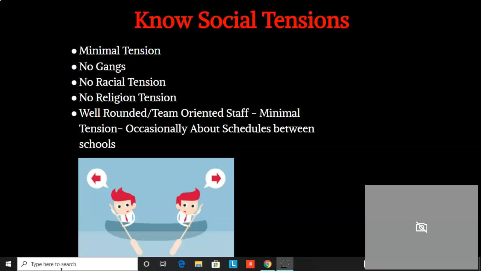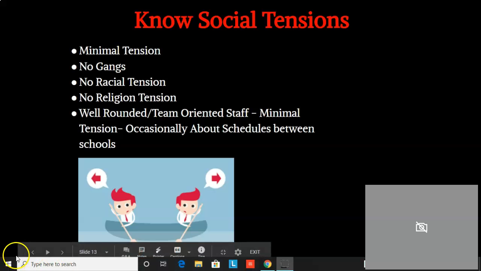There's minimal tension. Occasionally, it's usually due to schedules, that one school feels like the other school, even though we're all in one building, is getting a better deal than the others. Other than that, we're a pretty good staff that can work together and overlap as we need to.